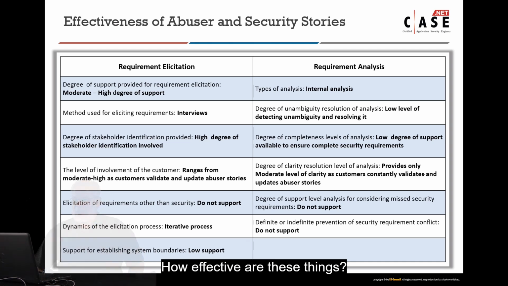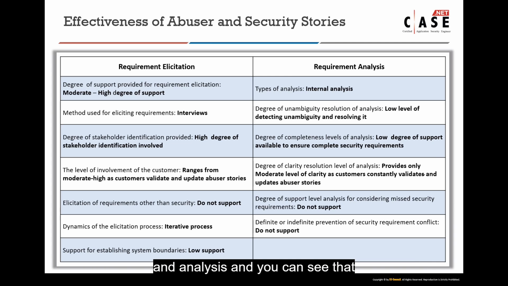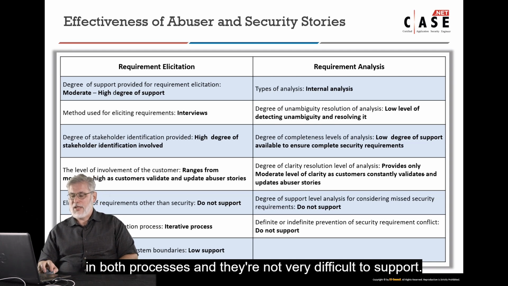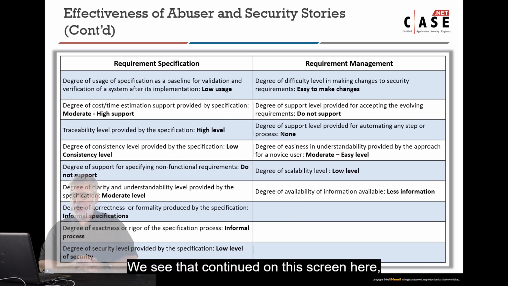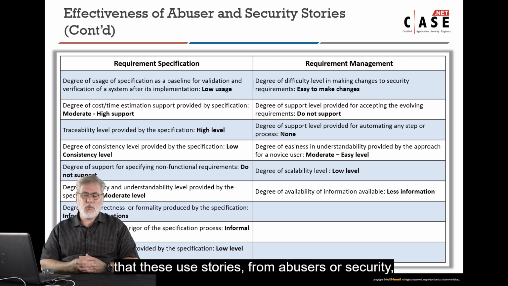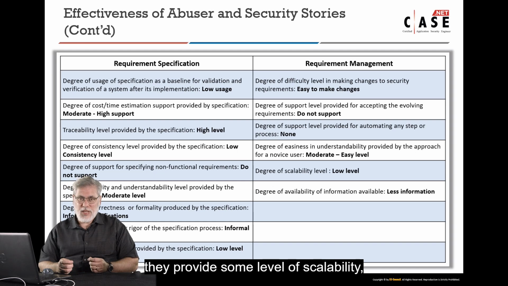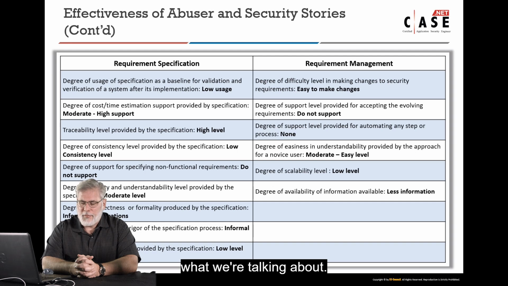How effective are these things? Well, again, we're looking at both requirements elicitation and analysis, and you can see that these sorts of stories provide a high level of effectiveness in both processes, and they're not very difficult to support. We see that continued on this screen here, where we can see some specific examples that these user stories from abusers or security help provide traceability, they provide some level of scalability, and they also make it easy for everyone to understand what we're talking about.